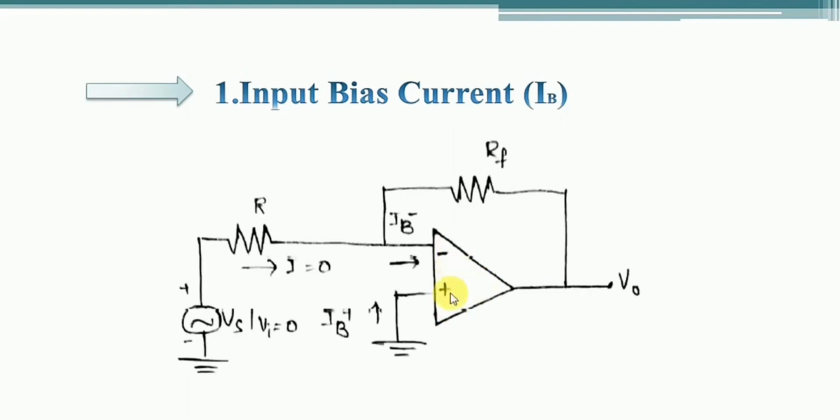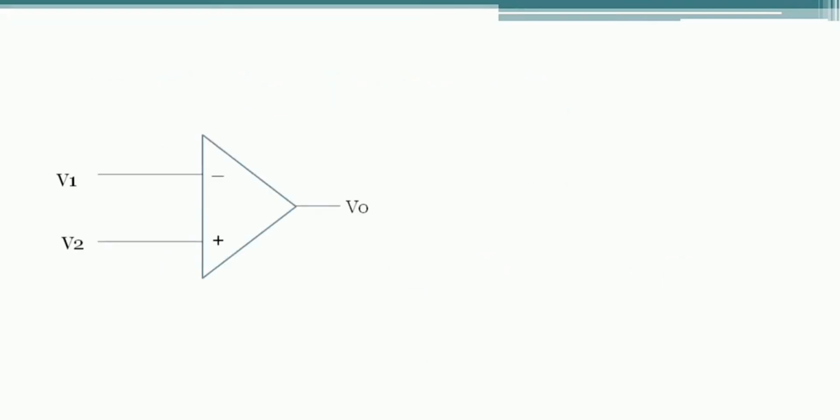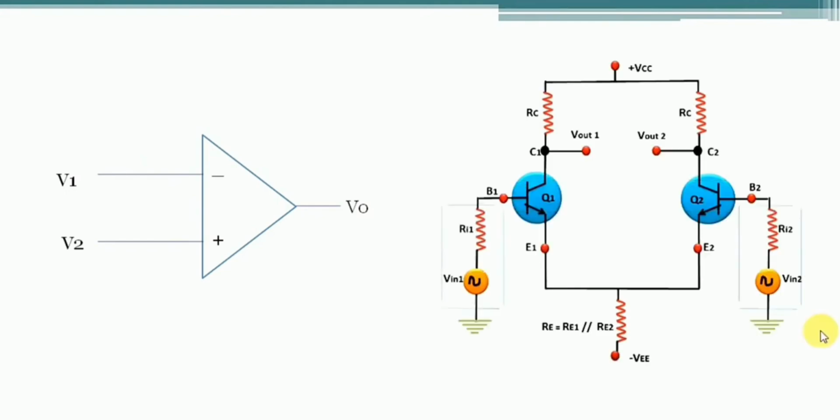As we know, for an ideal op amp, the input terminals do not draw any current because of infinite input impedance. The block diagram of an operational amplifier consists of a differential amplifier at the first stage, which is constructed using either a BJT or a FET transistor. Now we are seeing the BJT type of differential amplifier. For proper biasing of these transistors, it requires a small amount of current from the DC source.